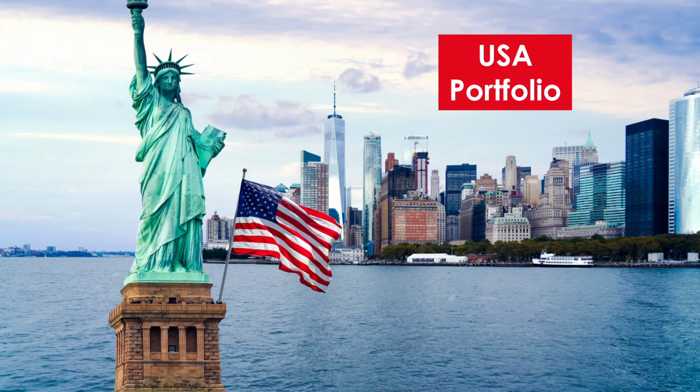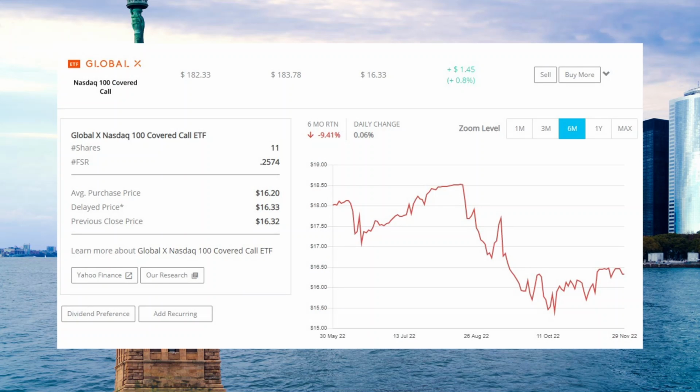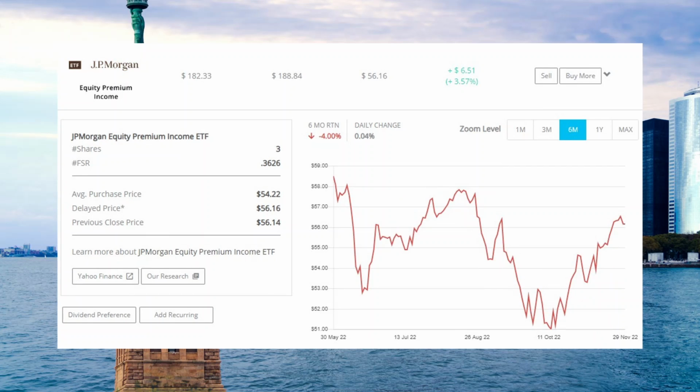Then lastly, for our EasyEquities, we are going to have a look at a popular account, which is our United States investments. So here we have 4 different investments, and we've been investing in them all fairly recently within the last 45 days. But again, buying when the markets are down has done well so far. On our Global X Nasdaq 100 Call ETF, we are 0.8% up. Then our JP Morgan Equity Premium Income is up by 3.57%.